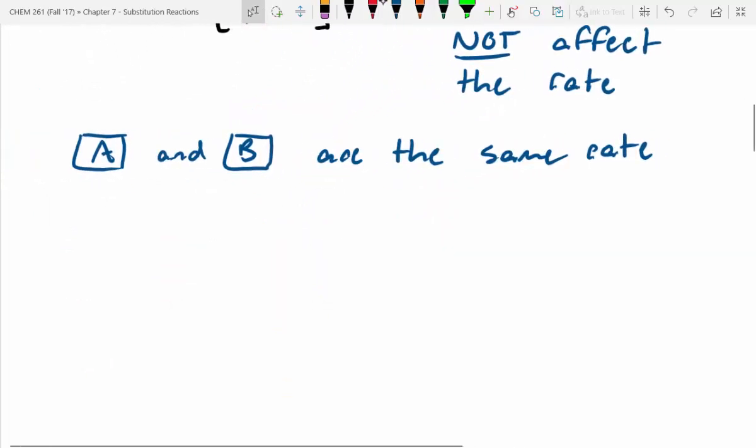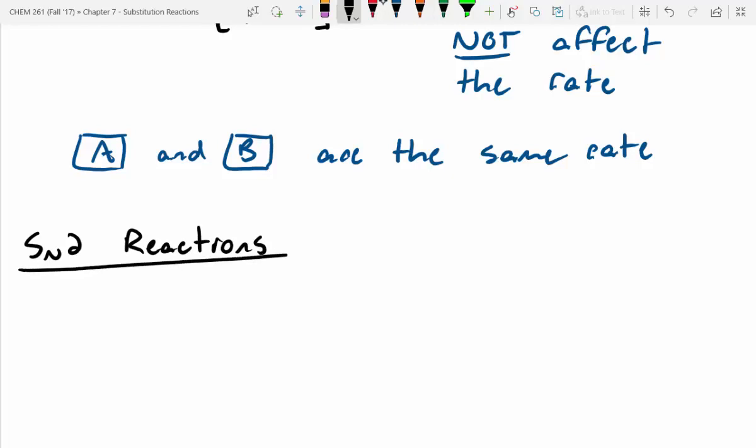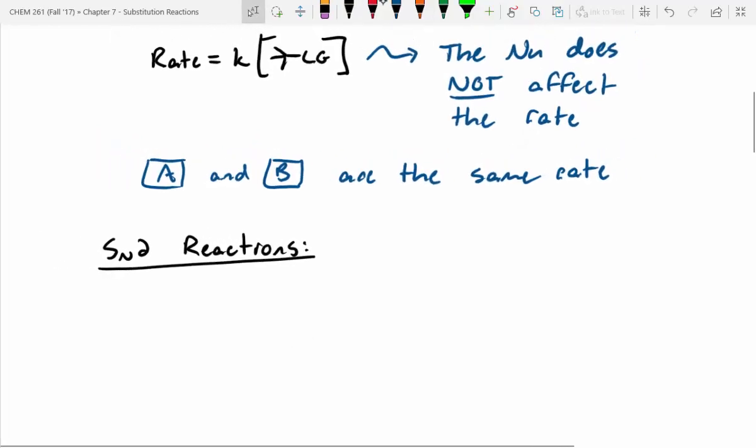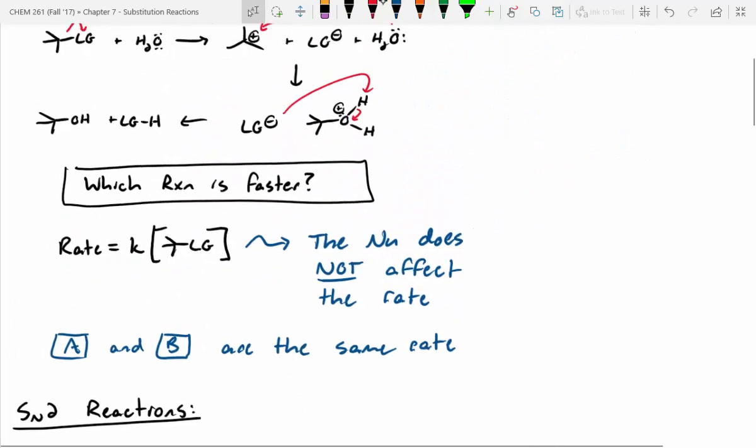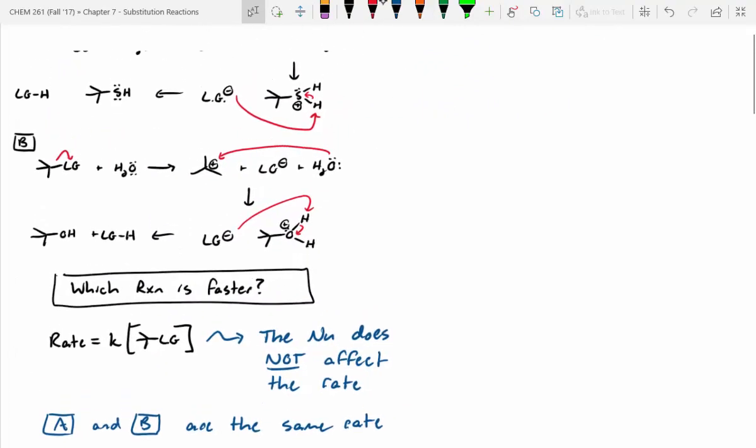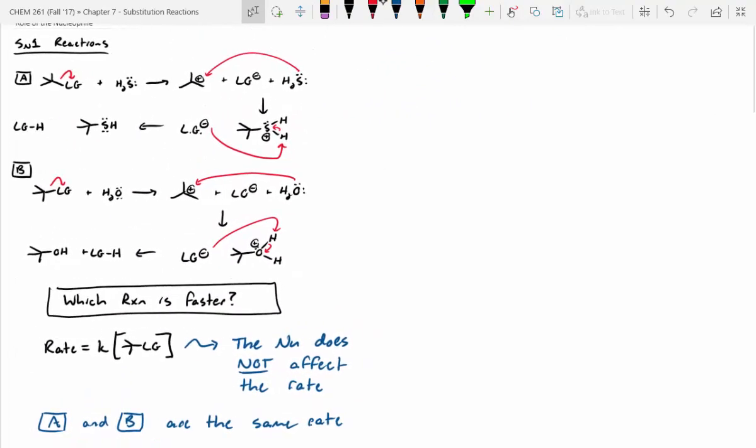So SN2 reactions. All right, before we go on to SN2, let's go back and talk about this a little bit more. So SN1, we said the nucleophile does not affect the rate. Does that mean we should always pick a good nucleophile, or does it not really matter? It really doesn't matter that much. It doesn't influence the rate at all.